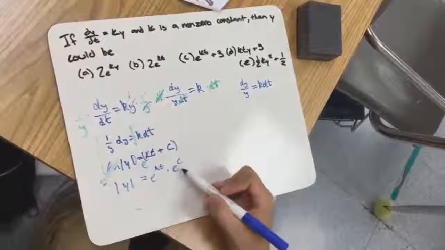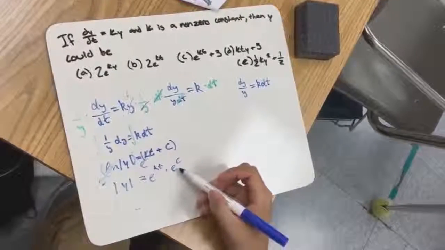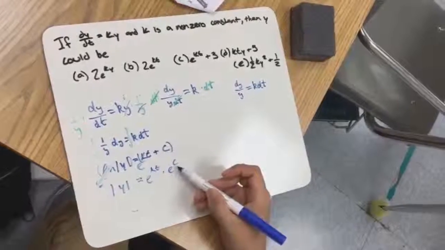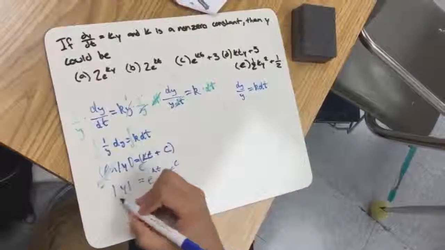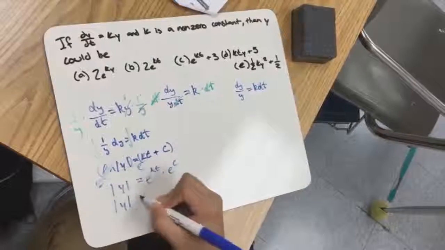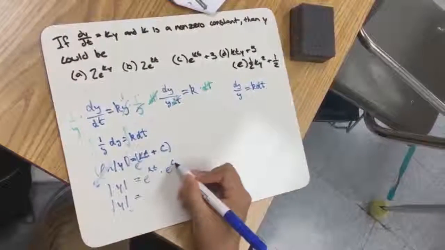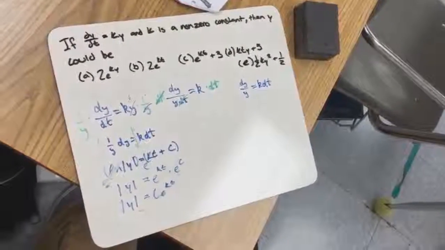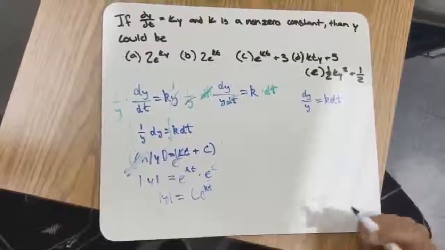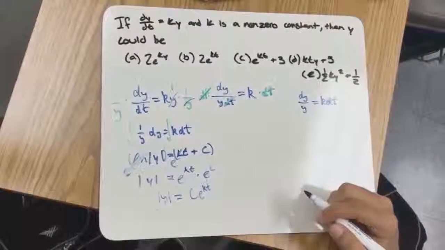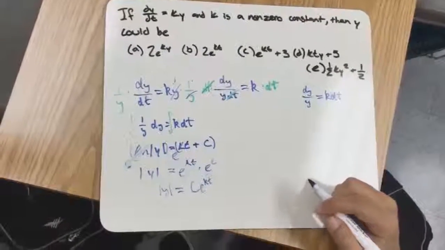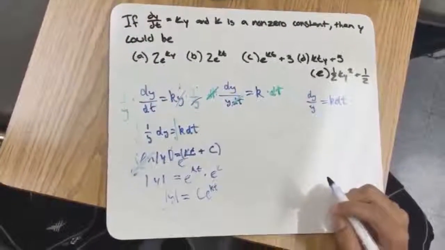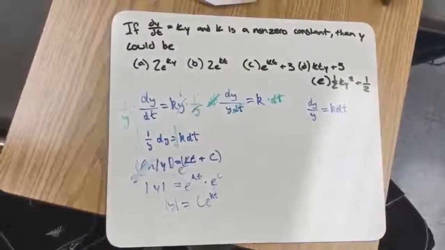And from here, we know that when the number e is exponentiated by a constant, it's going to be another constant. So we leave this as absolute value, and we can just say this as multiplying by a constant, which is c. So c times e to the kt. So now we have absolute value of y equals ce to the kt. Now, when we get rid of the absolute value from y, we have to put plus or minus on the side with ce to the kt.